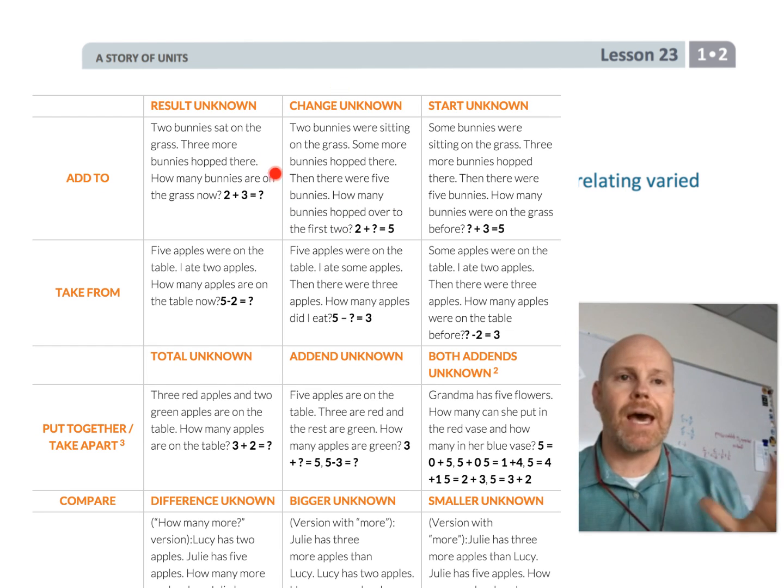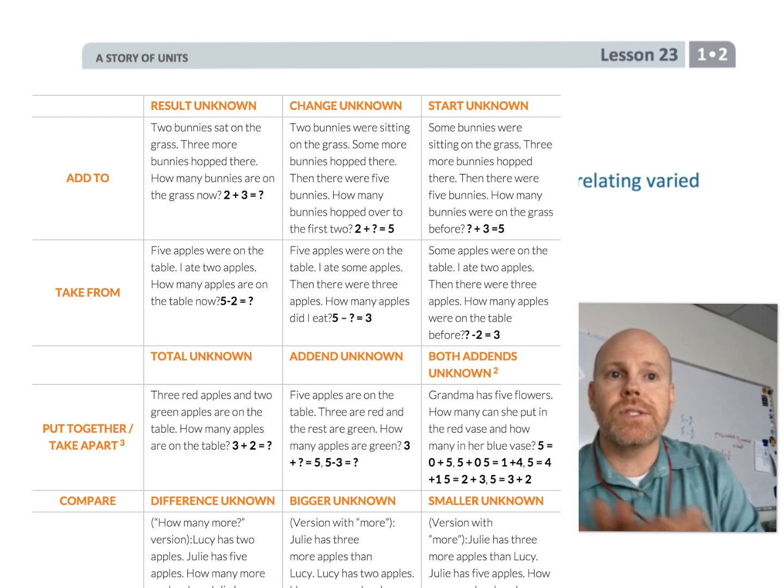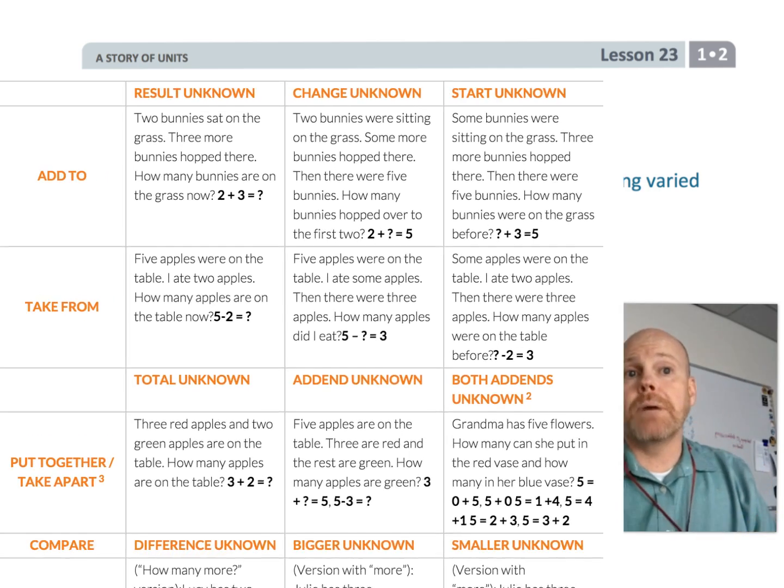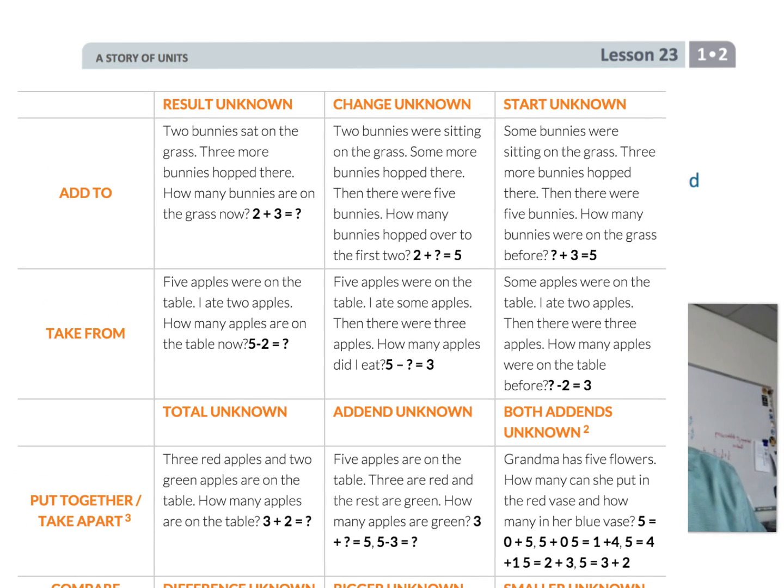An example they give is: two bunnies are sitting on the grass, some more bunnies hopped there. That's the change unknown, because it says some more bunnies hopped there. Then there were five bunnies. How many bunnies hopped over to the first two? The idea is you have 2 plus something equals 5. So there's your change unknown. And it could be listed either as an addition problem or as a subtraction problem.